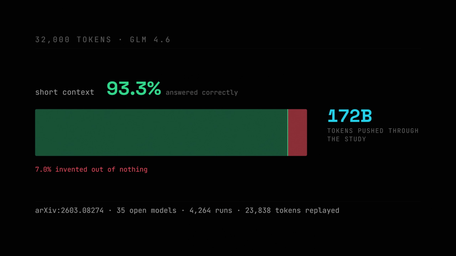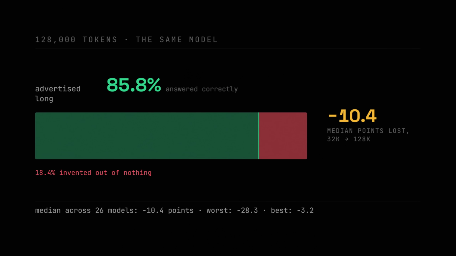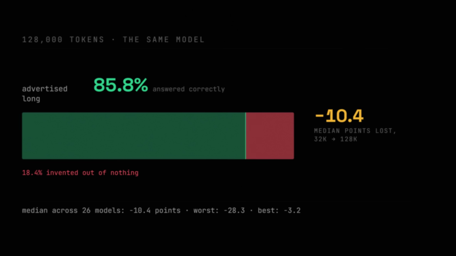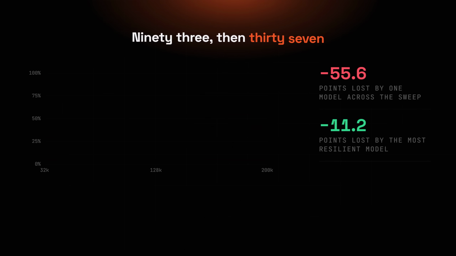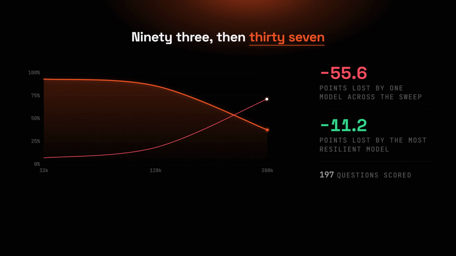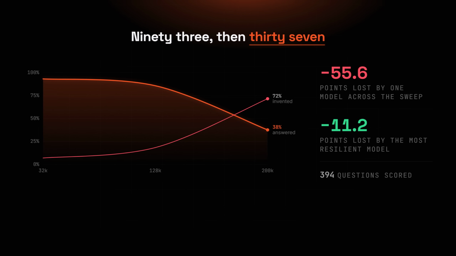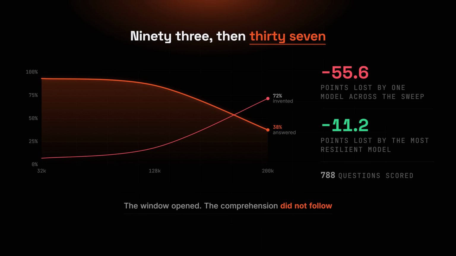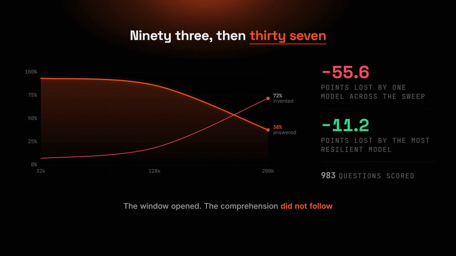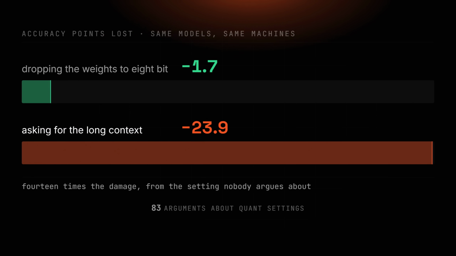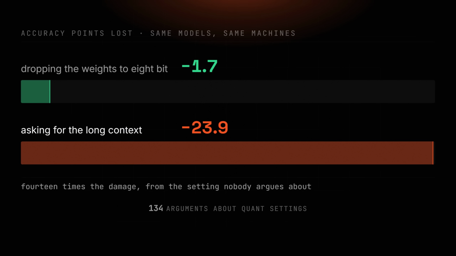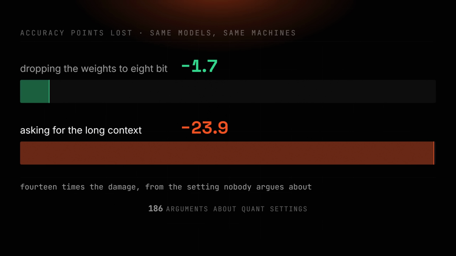And now the part that should change what you buy. Somebody pushed 172 billion tokens through 35 open models at 32,000, 128,000, and 200,000 tokens of context. Median accuracy loss from 32 to 128,000: 10.5 points. One well-liked model fell from 93% to 37 at 200,000, and its invented answer rate went from 7% to 72. Same study, same machines, 8-bit weights cost under 2 points. Context cost 20. The setting everyone argues about barely matters, and the number in the marketing is the one that does.